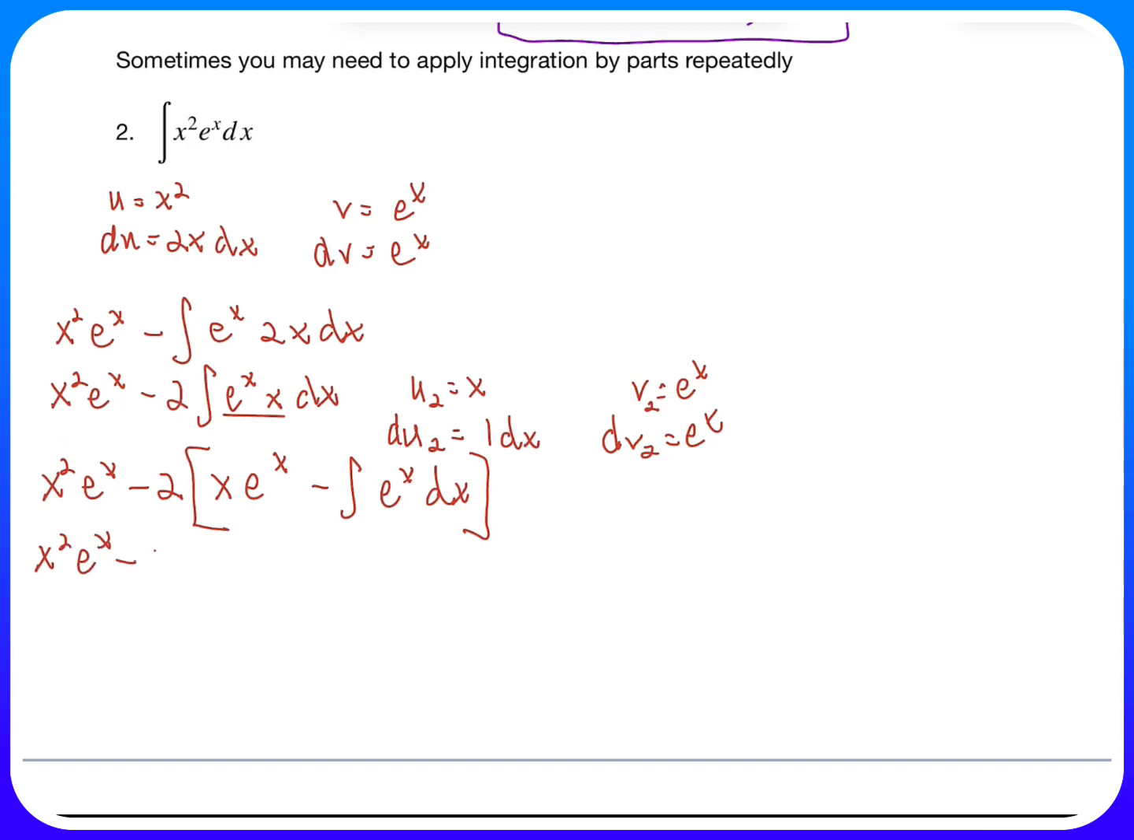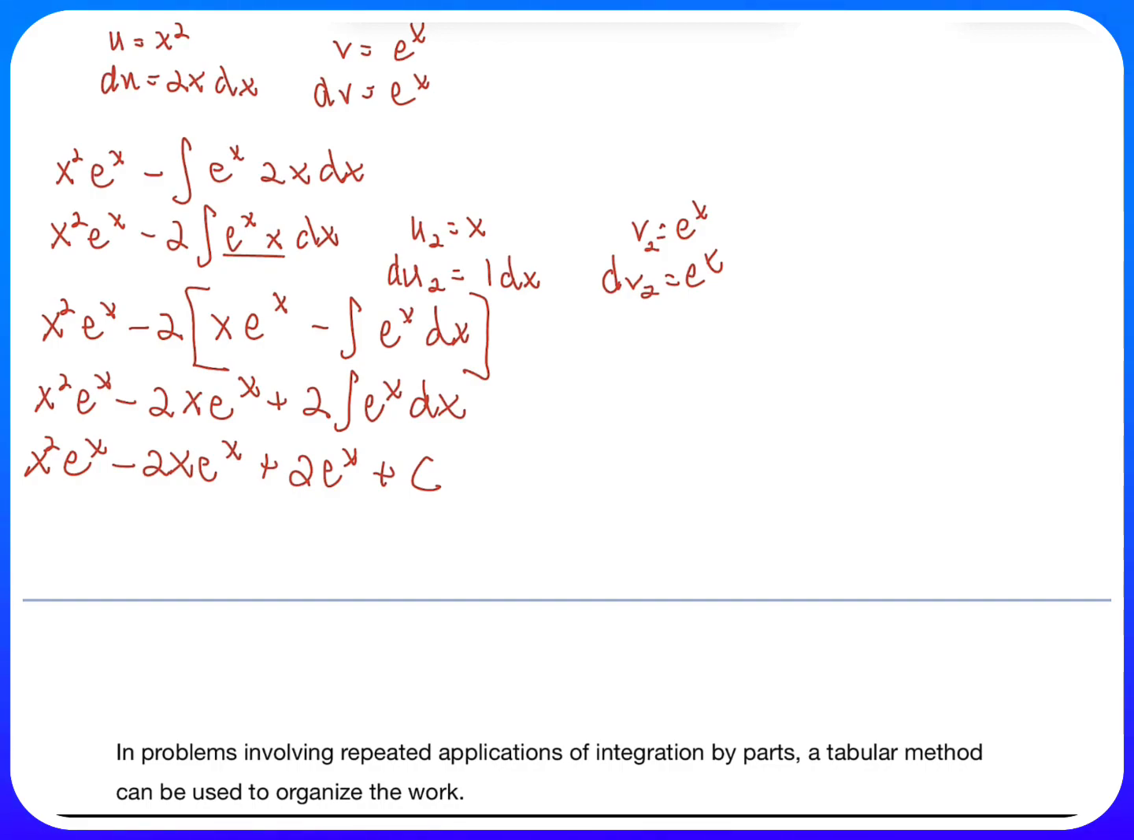Don't forget to distribute the -2 to each term. And when we integrate, we're just left with the integral of e to the x, which we can finally figure out. That's no longer a product. So our final answer will be x squared e to the x minus 2x e to the x plus 2 e to the x plus c. Again, you can factor out your GCF of e to the x, and that gives you x squared minus 2x plus 2, plus c.